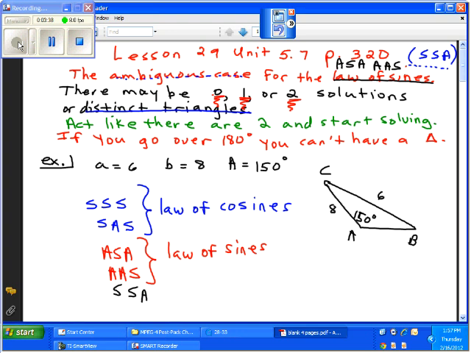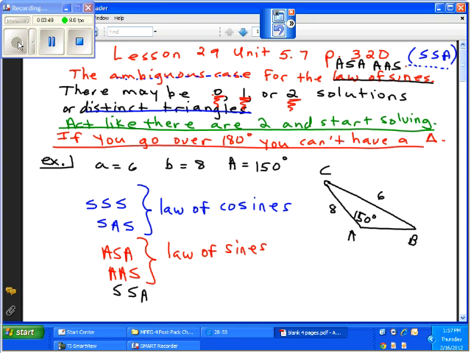What we're going to do is act like there's 2 solutions to start with. And we're just going to start solving. And in the solving process, if our angles add up to more than 180 degrees, we're going to say, well, that can't be a triangle. So we're going to know pretty quickly whether there's 0, 1, or 2.